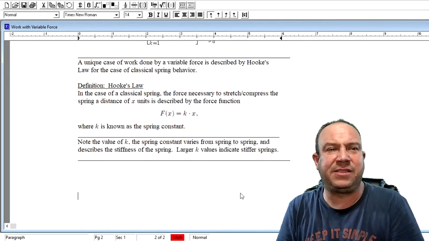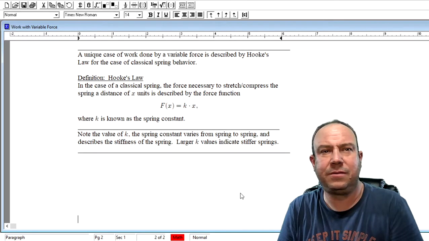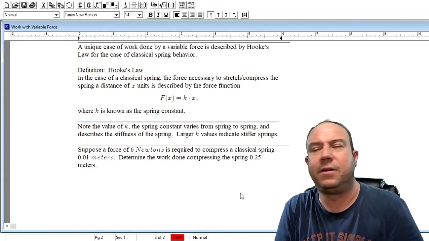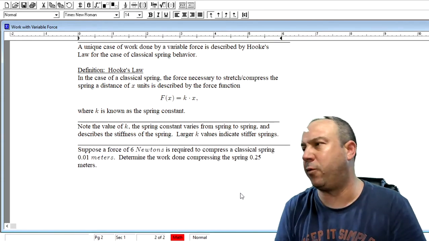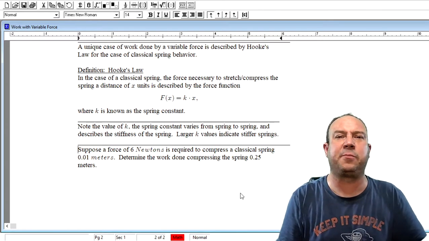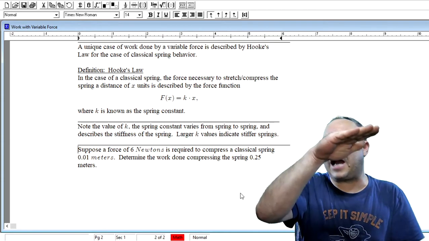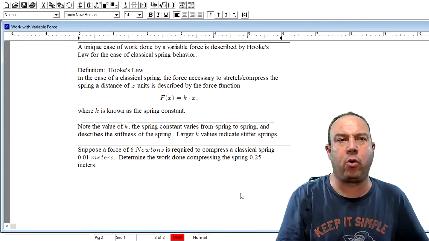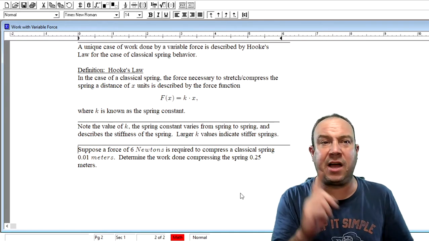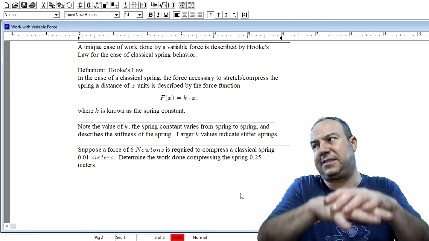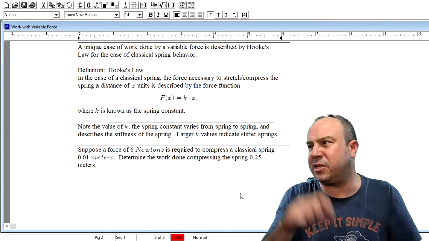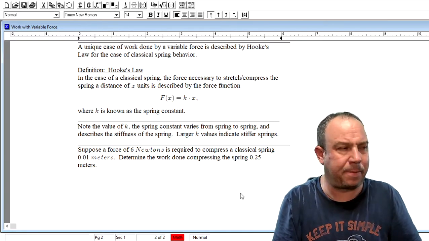And we might look at an example to consider this situation. Suppose we apply a force of 6 newtons to a classical spring, and we see that spring compress 0.01 meters, 1/100th of a meter. It takes 6 newtons to compress this spring just 1/100th of a meter.